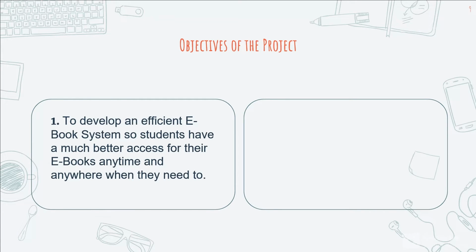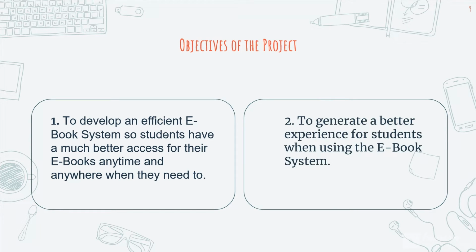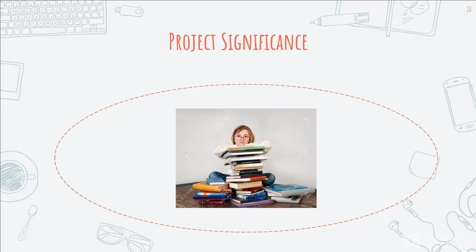Next, we move to the objective of the project. The first objective of the project is to develop an efficient e-book system so students have a much better access to their e-books anytime and anywhere when they need to. The second one is to generate a better experience for students when using the e-book system.